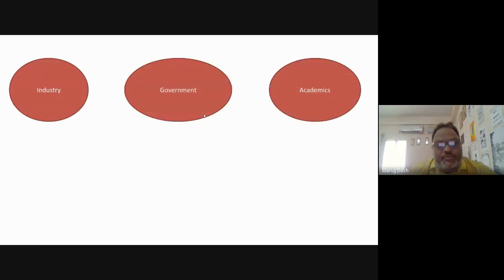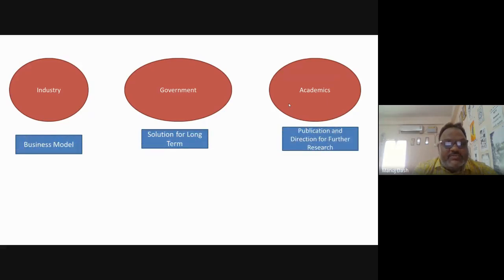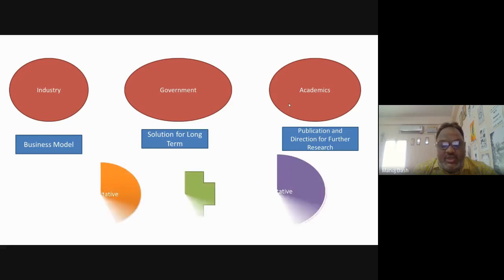Then I will start, and let me explain the three groups of people: industry, government and academicians. Industry wants some contribution from academicians, and so do the government and academicians. The same problem is given to all three groups. What should be their objective? Industry people always try for a business model from your paper, whereas government people always try for a long-term solution to this problem, and academicians are always interested in publishing the paper and direction for the research.